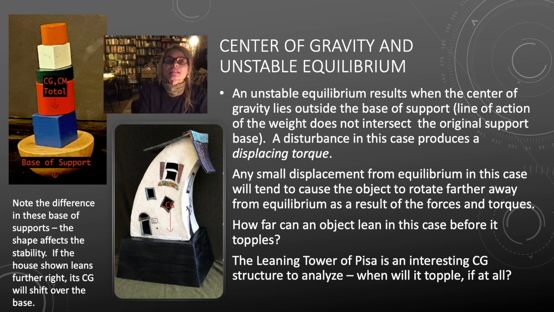Okay, so any small displacement from this equilibrium will cause the object to rotate further away from the equilibrium due to these torques and these forces. The Leaning Tower of Pisa is a great example of this, right? So if I take this house shown at left right here and I were able to tip it over so much more, eventually that base of support right here will not provide it the stability it needs to stay upright. And here again with this puzzle, the rounded nature of the bottom contributes to its instability.